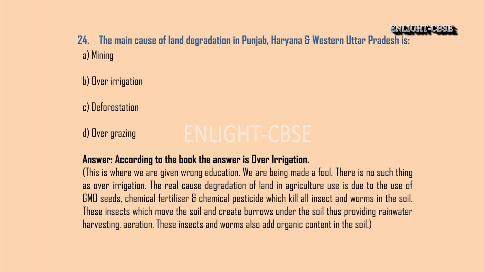This is where we are given wrong education. There is no such thing as over-irrigation because soil by nature is porous, else all land would get degraded by the rains. The real cause of farm soil degradation is the use of GMO seeds, chemical fertilizer and chemical pesticide which kill all insects and worms in the soil. These insects which move the soil and create burrows under the soil thus provide rainwater harvesting and aeration. These insects and worms also add organic content in the soil.